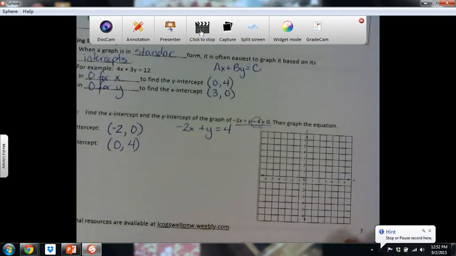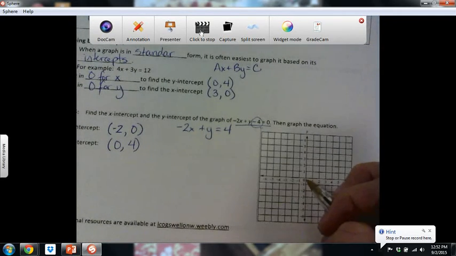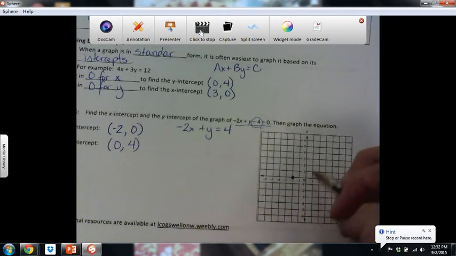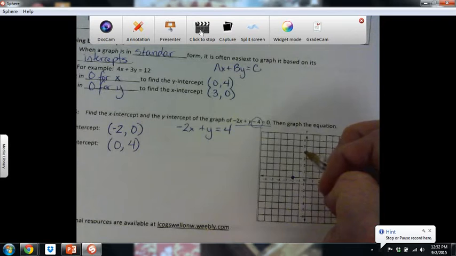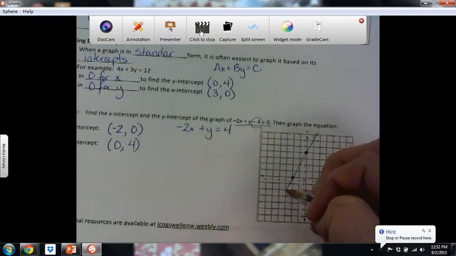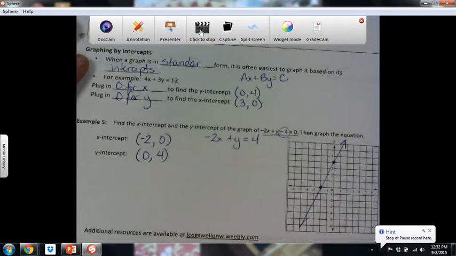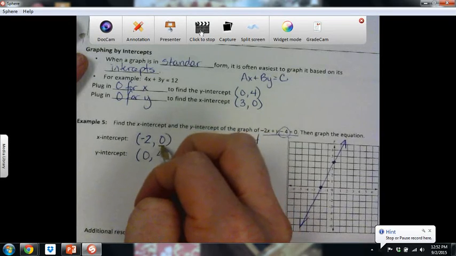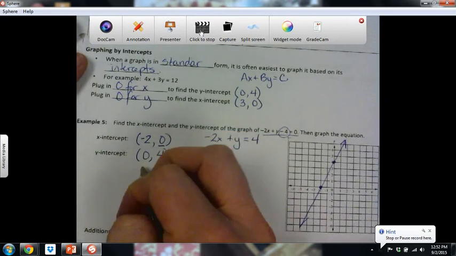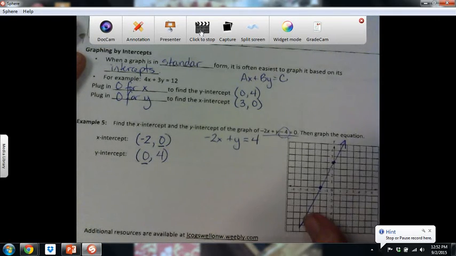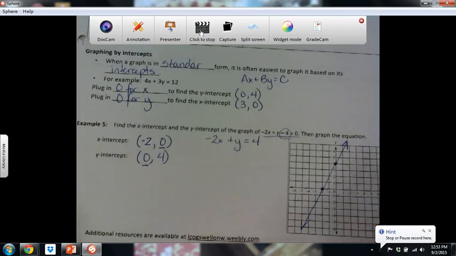A lot of that work I'm doing mentally. So I get negative 2, 0 is the x-intercept right here, and 0, 4 is my y-intercept right here. And then I can just connect my dots because it's a linear function. So we're plugging in the 0. Plugged in 0 for y to get the x, plugged in 0 for x to get the y. Make sure you always write your intercept as a point.